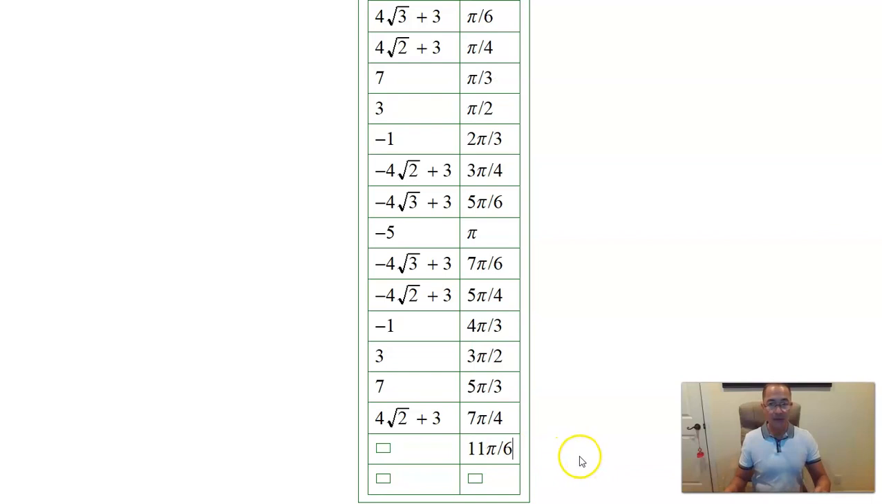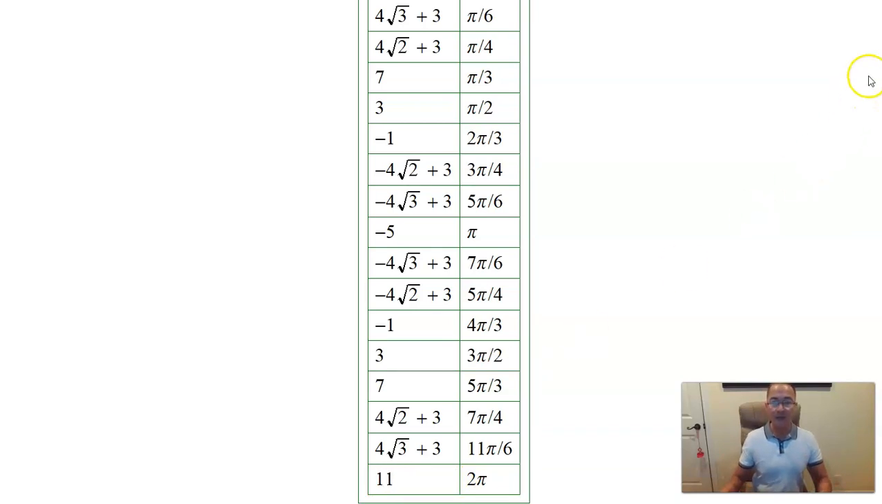And the cosine is radical 3 over 2 times 8. You will get 4 radical 3 plus 3, the same as for pi over 6. So finally, at 2 pi, is it time to say finally? Cosine is again 1, so times 8, you will get 8 plus 3 is 11. Is that where we started?